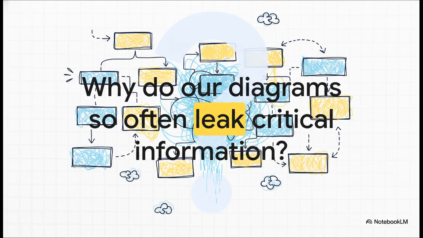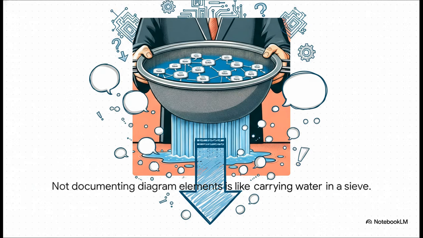So why does that keep happening? And this metaphor is just perfect. This is exactly the problem. All that crucial info, the stuff that's only shared verbally in the meeting, like why this system talks to that one, just flows right through the diagram. There's nowhere for it to stick. The diagram shows the structure, sure, but it leaks all the actual knowledge.